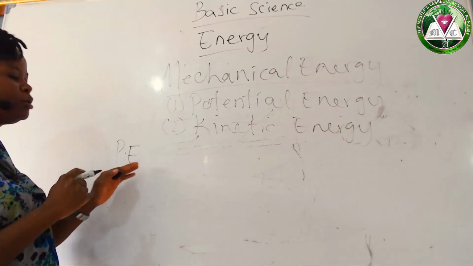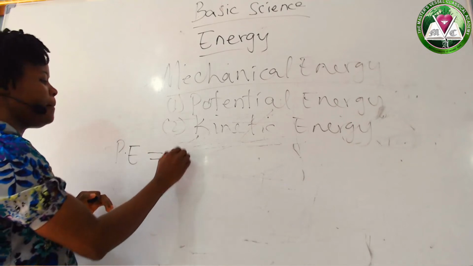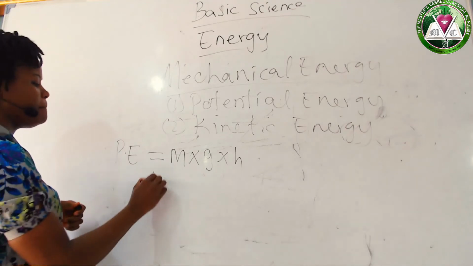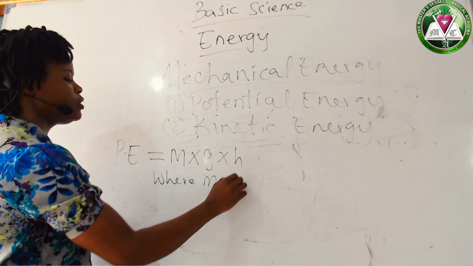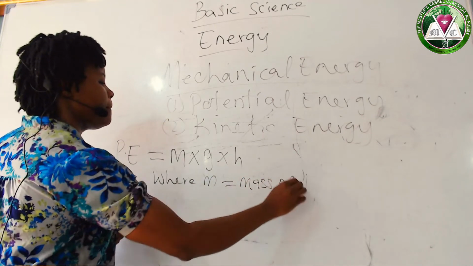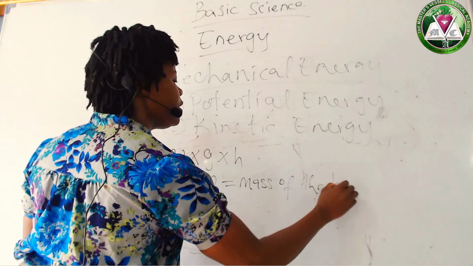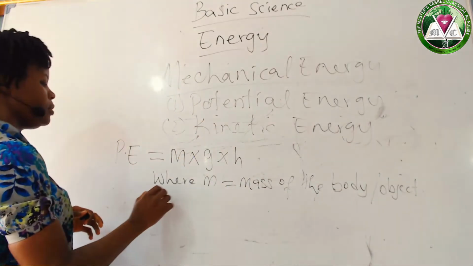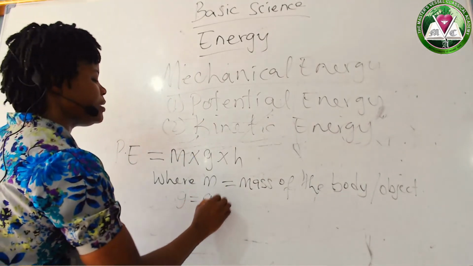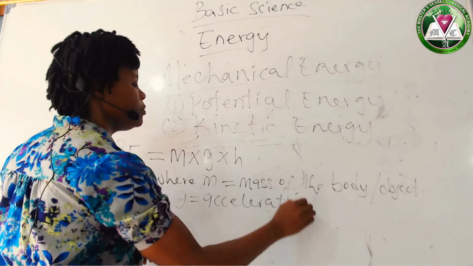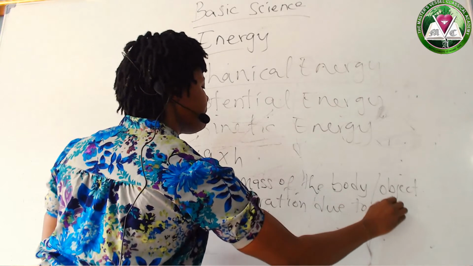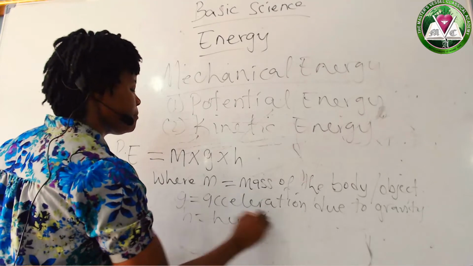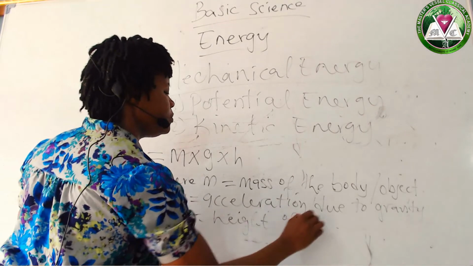PE, meaning potential energy, is equal to M times G times H, where M is equal to mass of the body, or you can call it object. G is equal to acceleration due to gravity, and H is the height of the object.